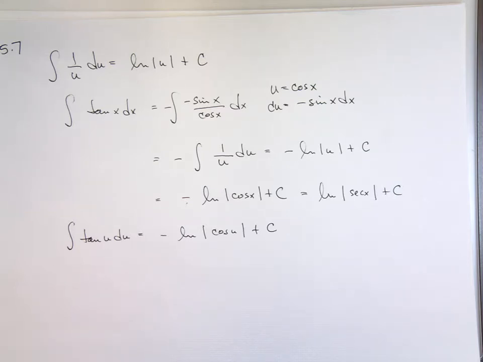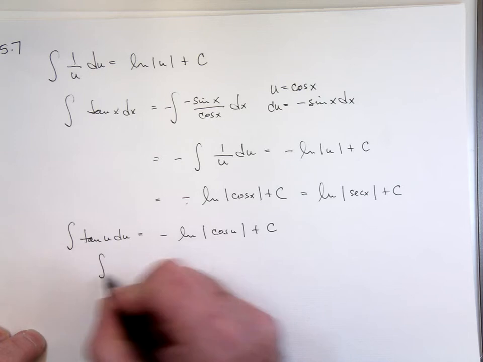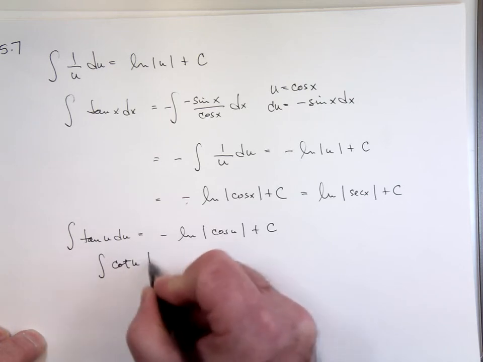This gives us another integration form immediately that I would not expect you to know. I would not put this on the test. And that's the integral of cotangent u. Just not worth you memorizing, but you should know this.